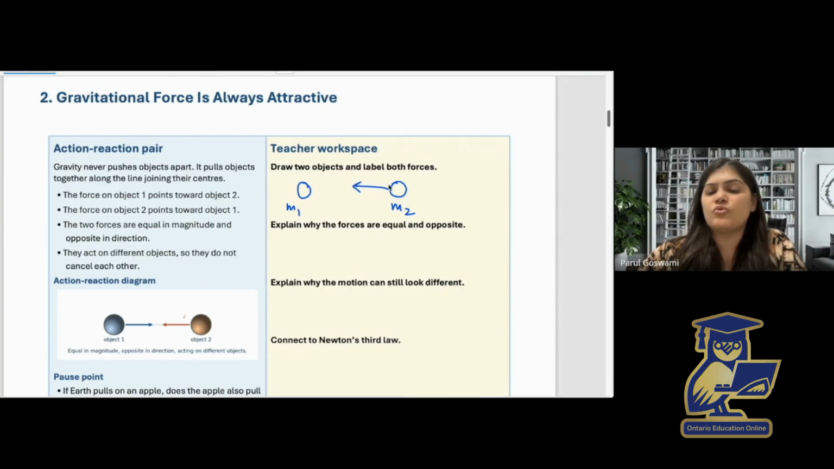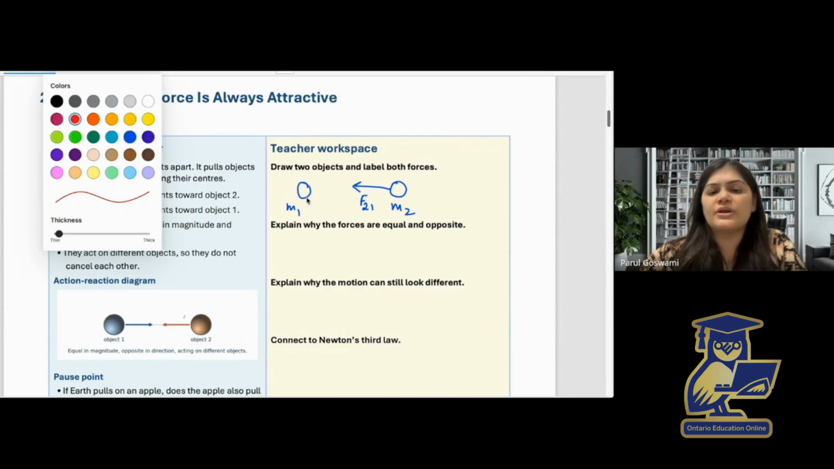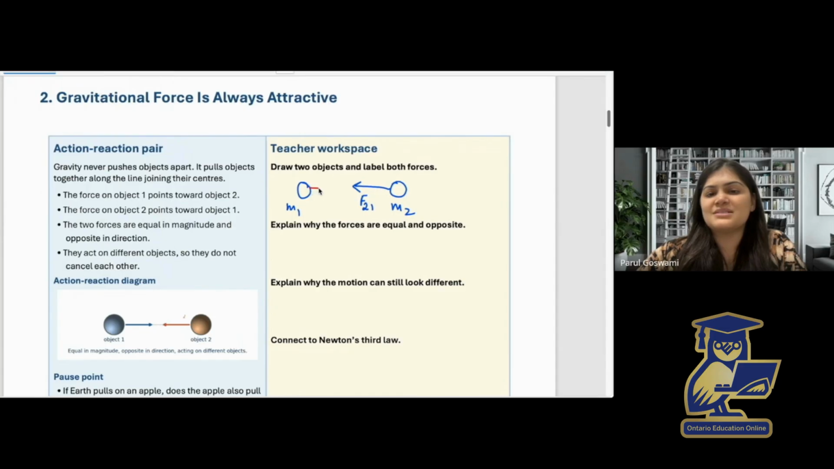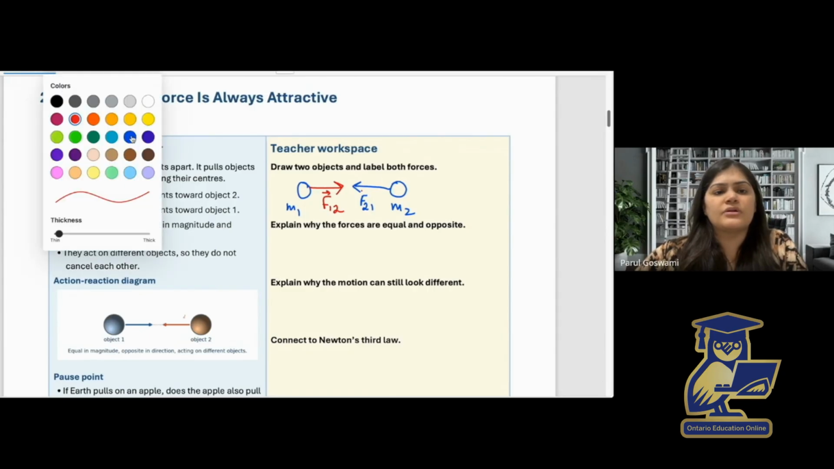This is the force on object 2 due to 1. Similarly, object 2 is going to exert a pulling force on m1. So m1 has the tendency to get attracted towards m2, and this is the force on 1 due to 2. As you can see, m1 would have the tendency to go to the right side, and m2 would have the tendency to go to the left side. This is how these forces will be drawn.